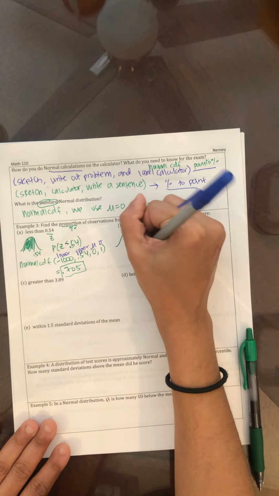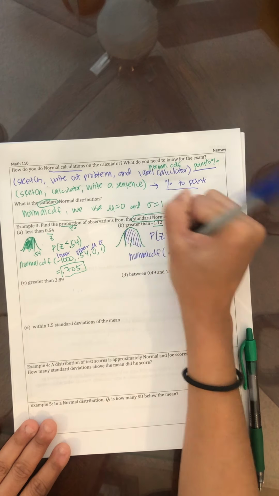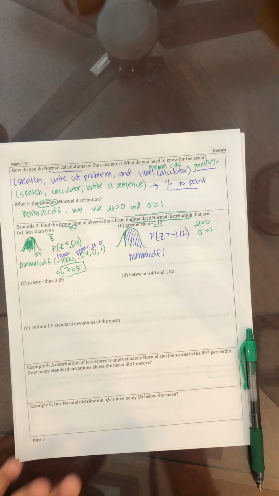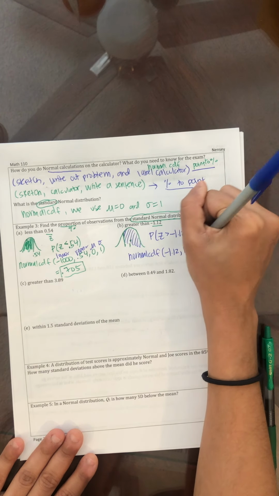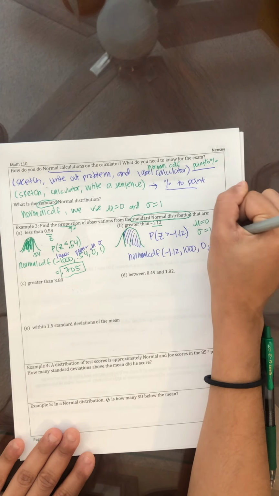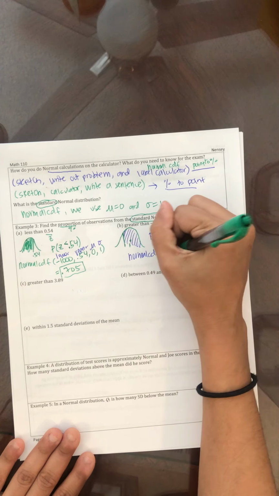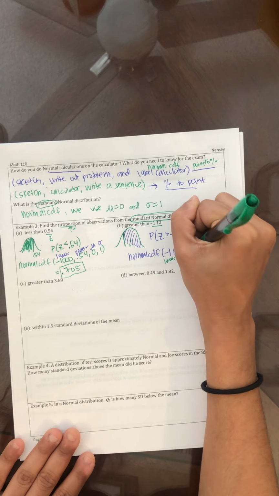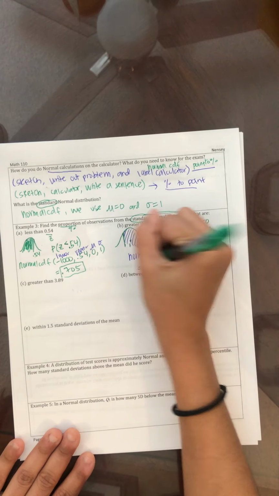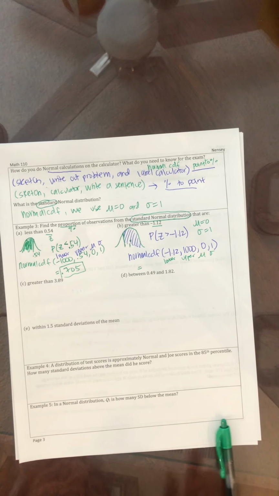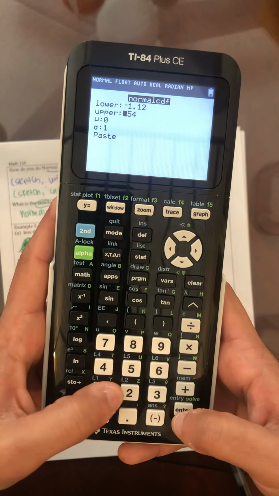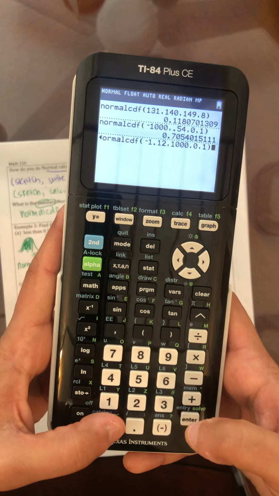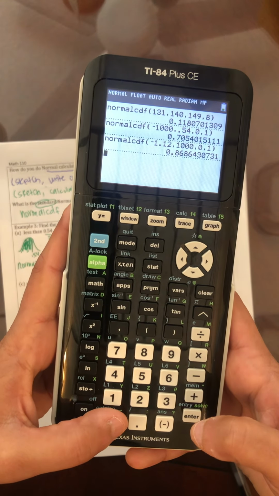We're going to write normal CDF. My lower is negative 1.12. My upper is 1,000. My mean is 0, and my standard deviation is 1. I'm going to label this lower, upper, mean, and sigma. I'm going to use my calculator once again: second, vars, number 2. I'm going to do negative 1.12, upper is 1,000, 0, and 1. I'm going to get 0.869.